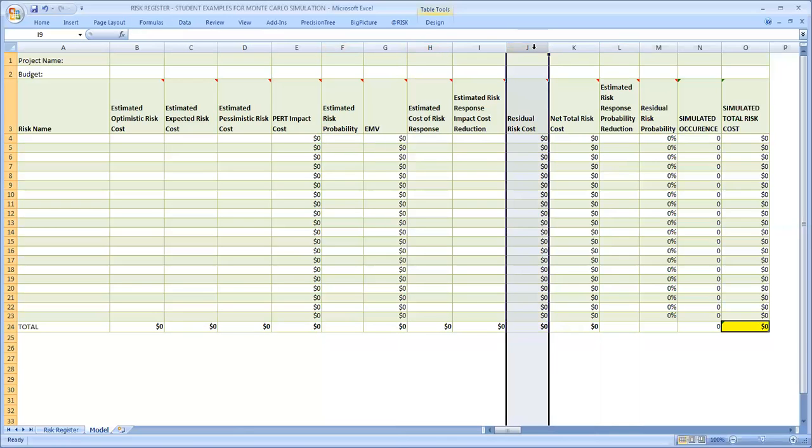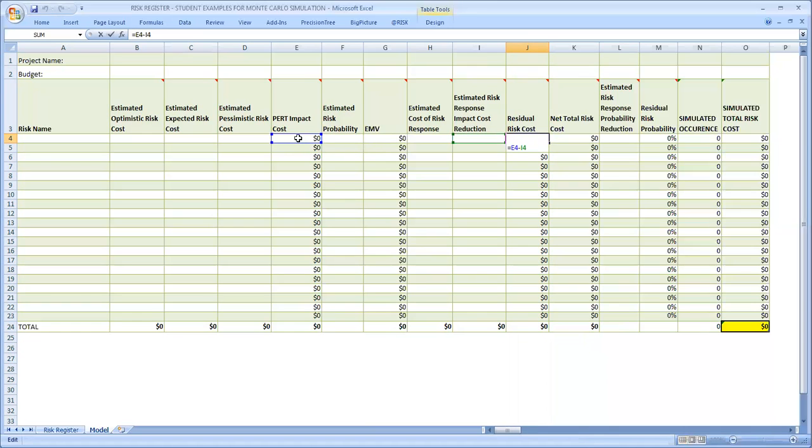We see column J, which is the residual risk cost. And that means that that's the risk that remains after we implement our risk response. It's a calculated formula. It's simply the PERT value, which is column E, minus the estimated risk response cost impact reduction. So the risk that remains after we implement the risk response. The net total risk cost is column K.